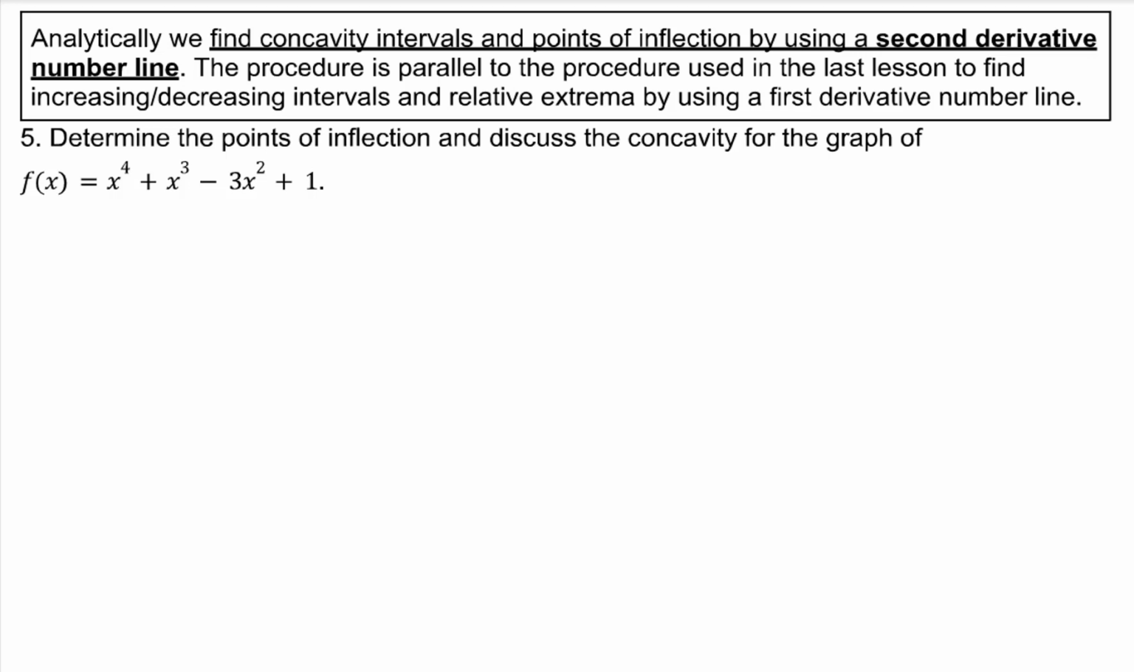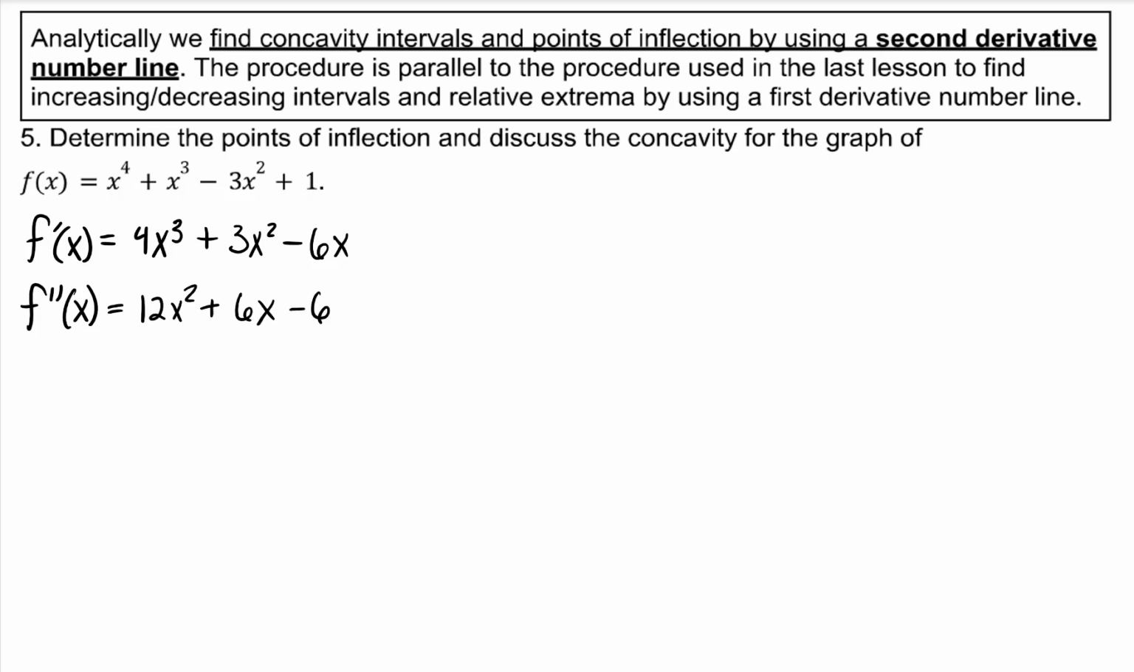First, we're going to check for any domain restrictions. This is a polynomial, so the domain is -infinity to infinity. Time to derive. Find the second derivative. And now we're going to find possible points of inflection. Those are x values for which f prime prime of x is equal to 0 or undefined.